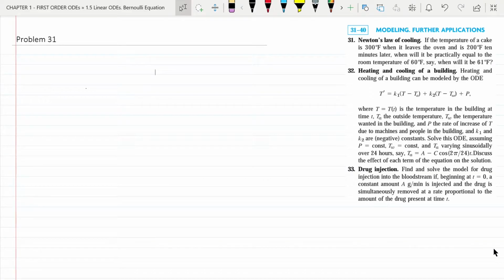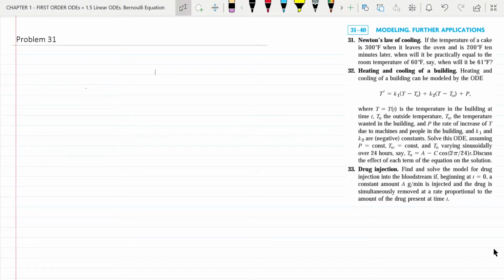In problems 31 to 40, some modeling problems have been given. Similar to modeling problems we have done in the previous chapters, we will first set up the mathematical model in form of a differential equation. Then we'll solve the differential equation, and at the end we will interpret the physical significance of the solution. So let us start with the problems.